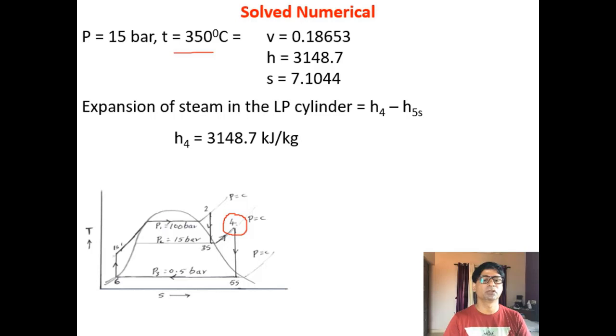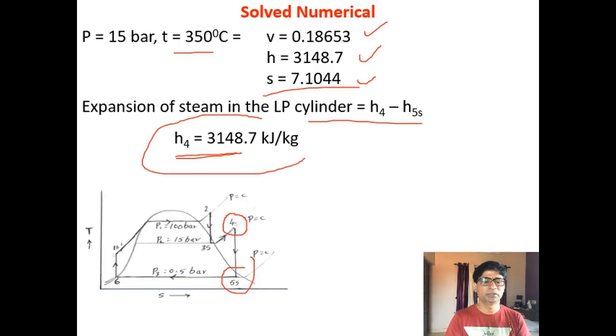So once again go to superheated steam table. So you can note down V, H and S. Though it is required or not, you better note down all the values. But you know that this H is nothing but H4. So H4 is equal to 3148.7 kilojoules per kg, and expansion in the LP cylinder is H4 minus H5s. So H4 you got it from the superheated steam table at this condition, that is 3148.7. So now let us find out H5s.